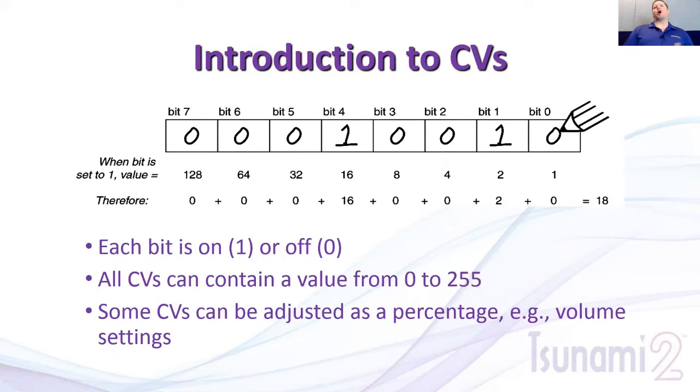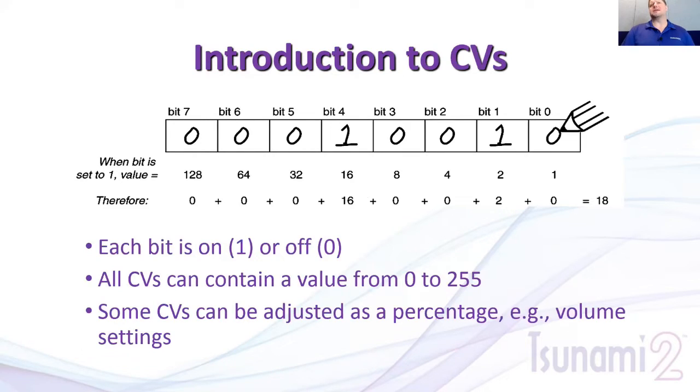Now, each of these bits is either on or off, and this is where the digital term comes in, because digital means either a 1 or a 0, and this series of 1s and 0s relays the information. So if you want a particular bit on, you're going to set that bit to a value of 1, and if you want it off, it's going to be 0. When the bits are on, you're going to add the weight of each of those bits together to create a final value. And that final value is then stored in the decoder under the CV, and the decoder knows what to do with it.